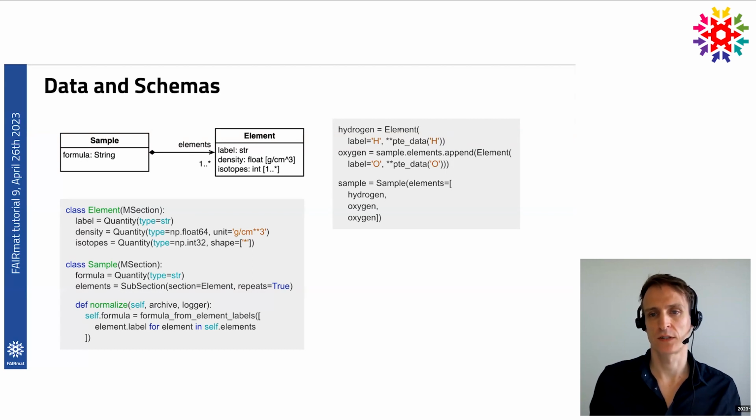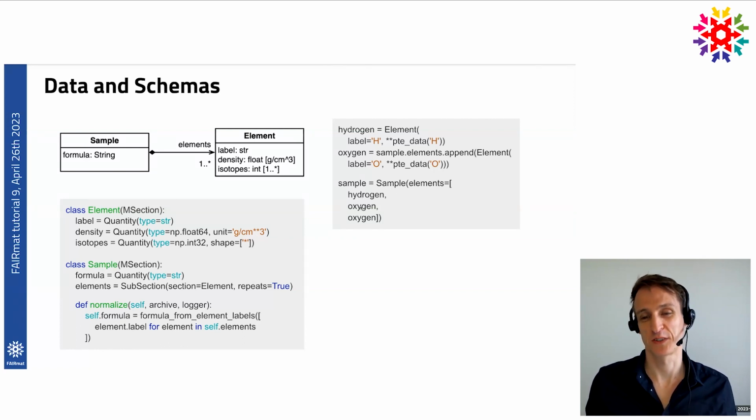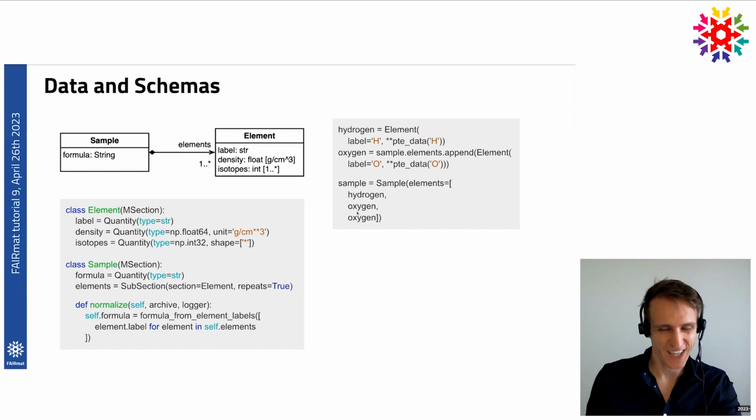So we could instantiate the schema to create a hydrogen object, an oxygen object. Then we can create a sample, and then we say, okay, the sample consists of these elements, 1 hydrogen, 2 oxygen. I think that's wrong, right? It's 2 hydrogen and 1 oxygen. But I guess you see my point here.